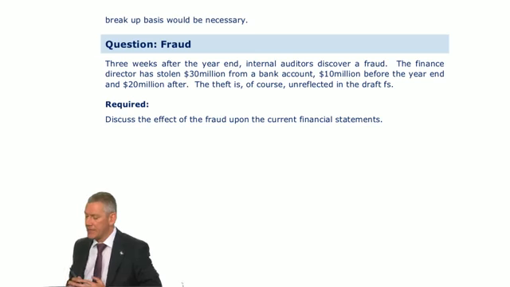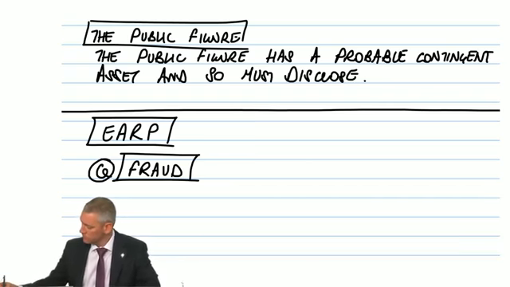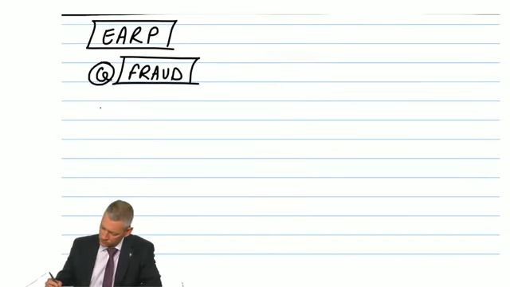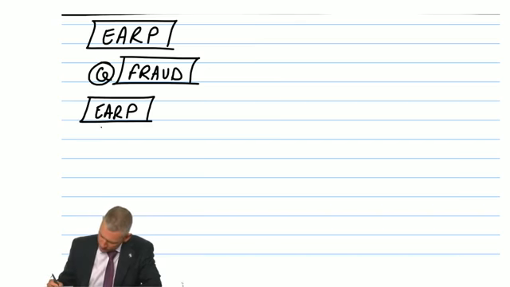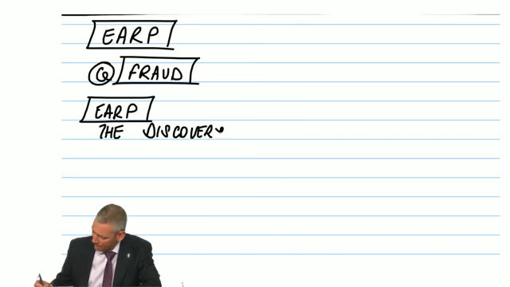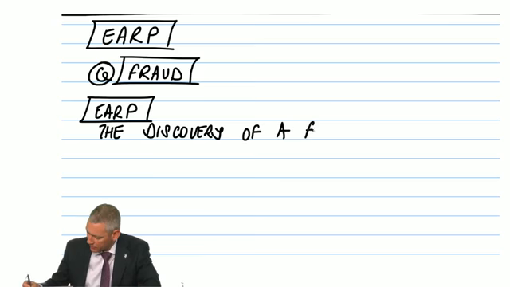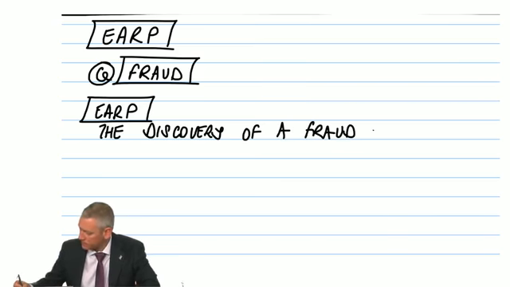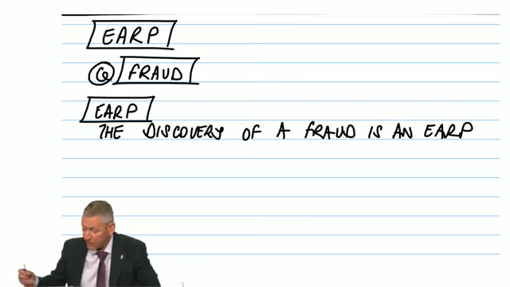3 weeks after the year end, internal auditors discover a fraud. So the ERP is the discovery. The discovery of a fraud is an ERP, and the abbreviation is absolutely fine. It's a standard abbreviation.